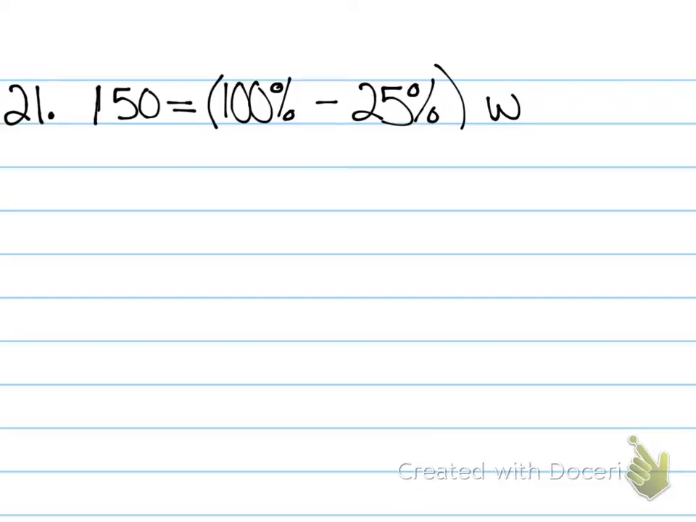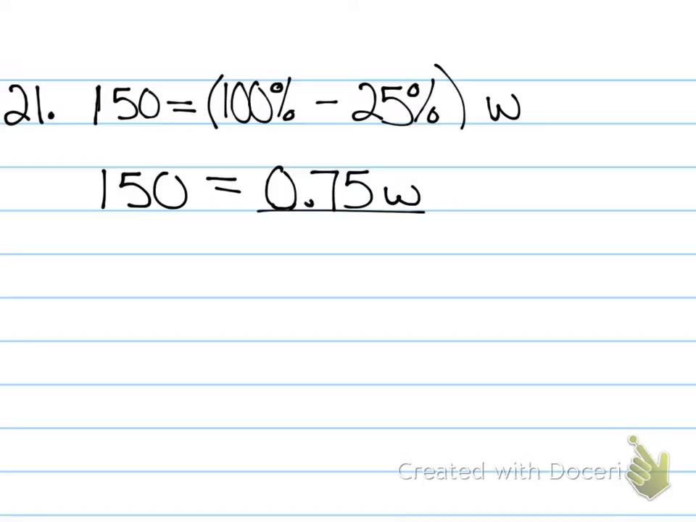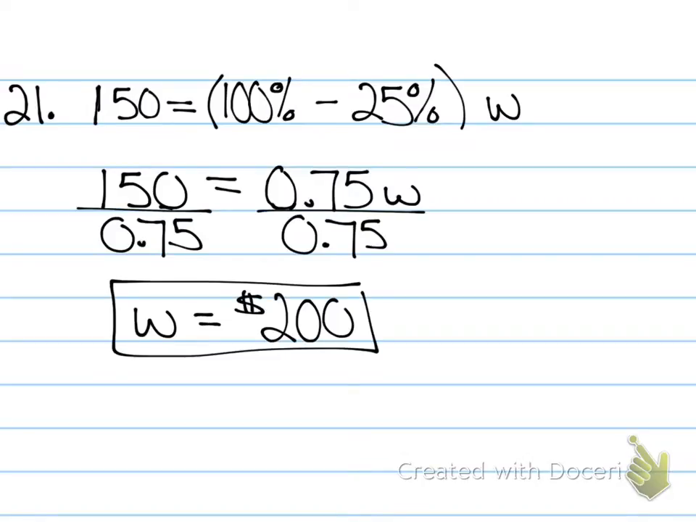I just use W again. I don't care what variable you use. All right, so what's 100% minus 25%? 75%, what is that as a decimal? 150 equals 0.75 W. Divide both sides by 0.75, and then you get your original price before it got marked on sale and before you paid $150. That's how much it was originally. All right, so that's your general format, your general setup. If you understand that, that's everything you need to know for 7.6.